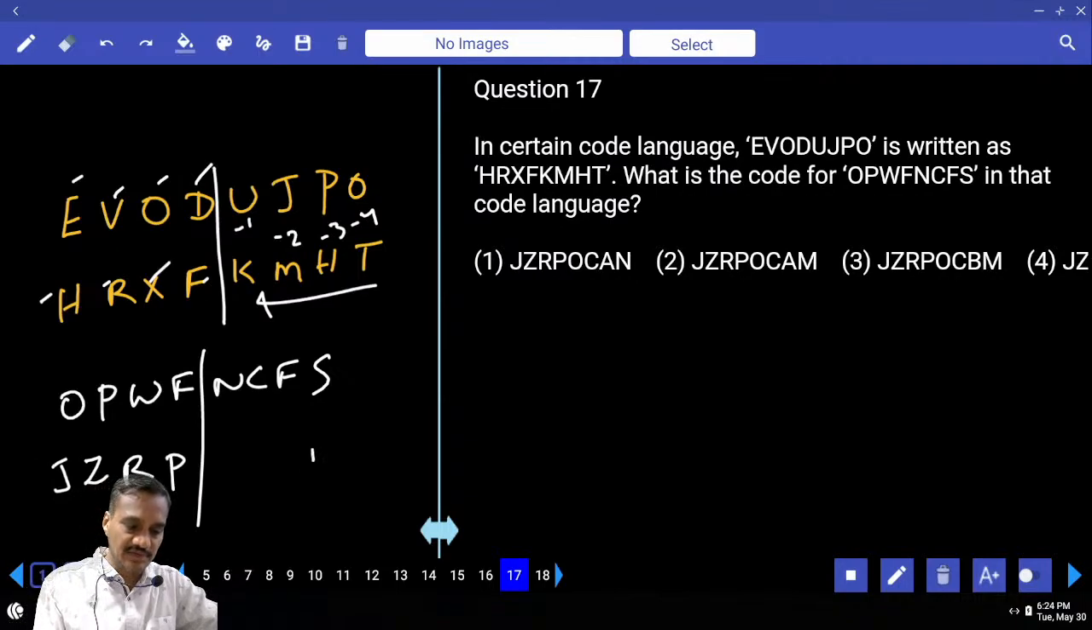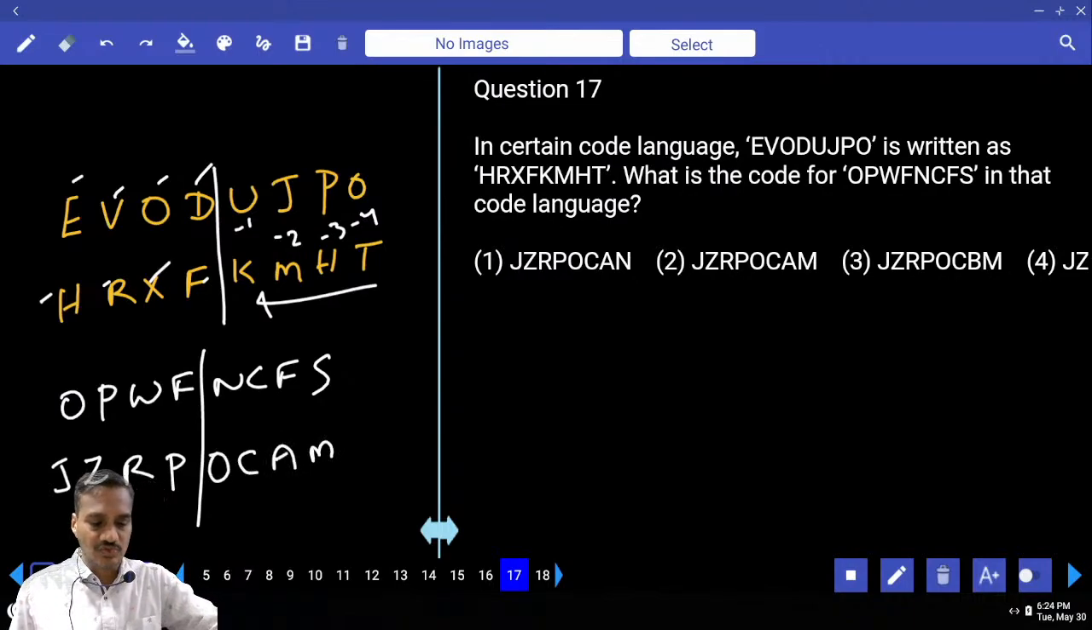And again minus 1. N minus 1 is what? M. C minus 2 is A. F minus 3 is C. And S minus 4, that is O. Hence OC and AM. What is your answer here? Choice 2, question number 17.